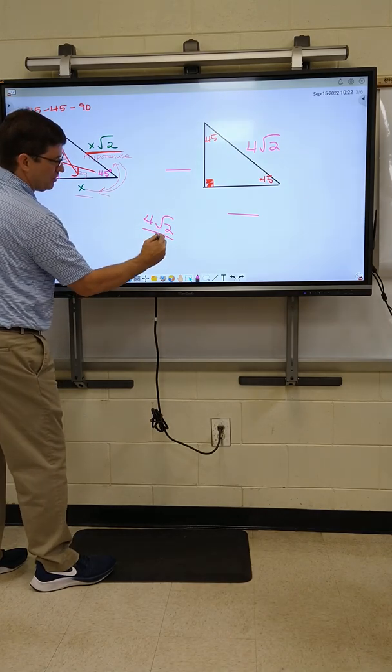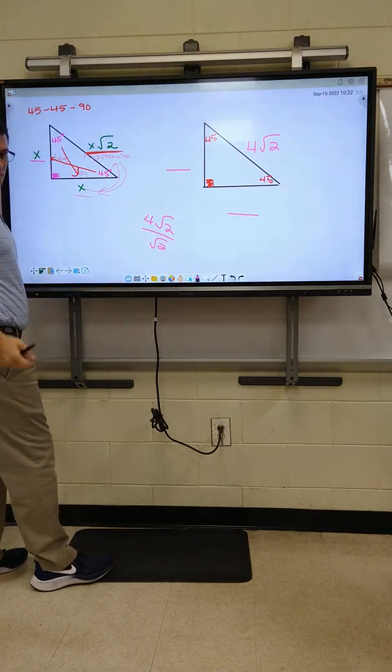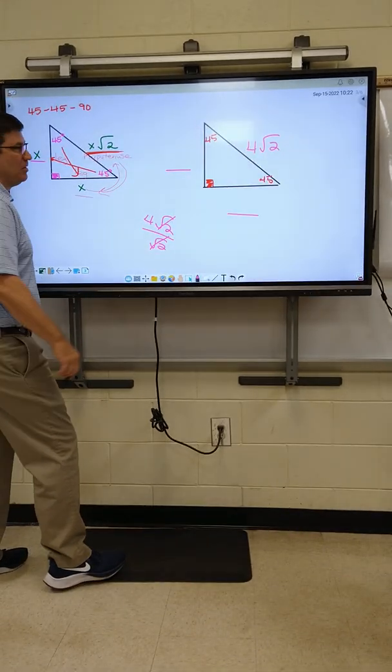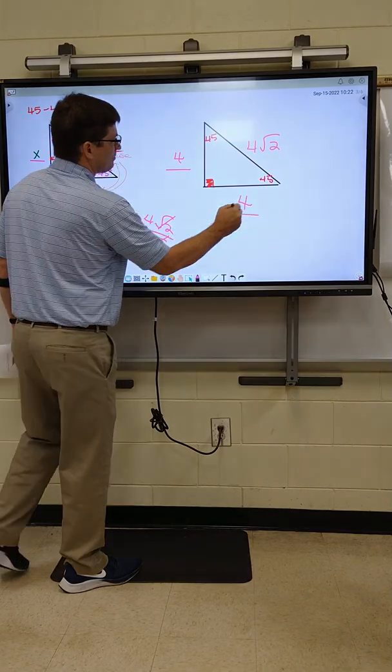Now look at this one. What's gonna happen? You don't even have to put it in your calculator, do you? You know that root 2 is gonna cancel out that root 2. So that's 4 on each side.